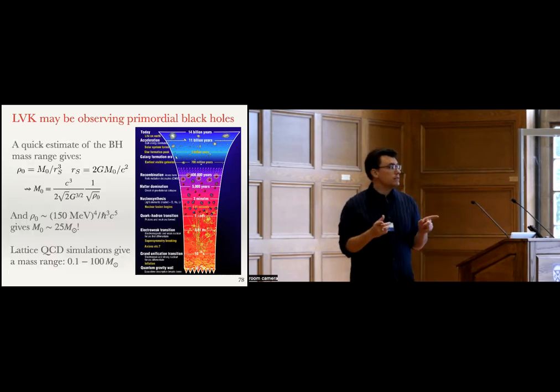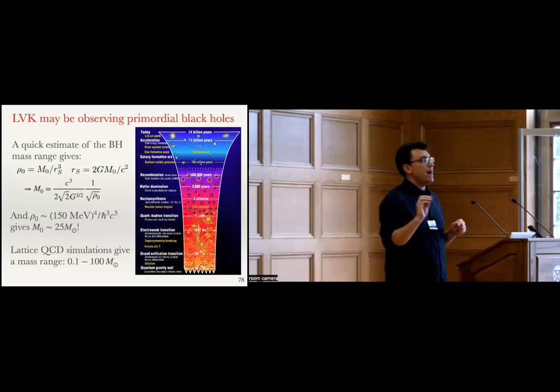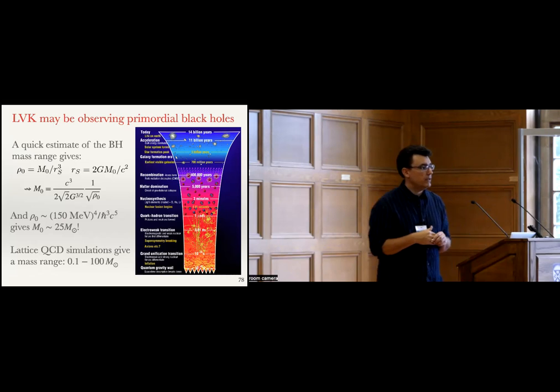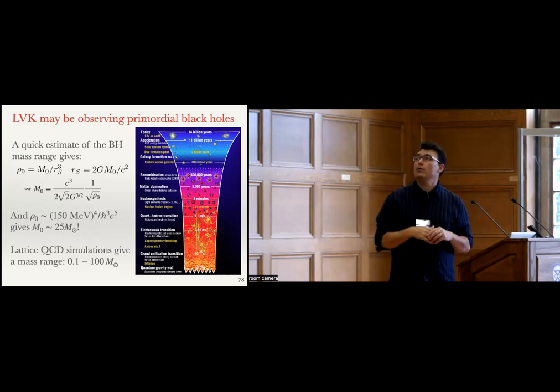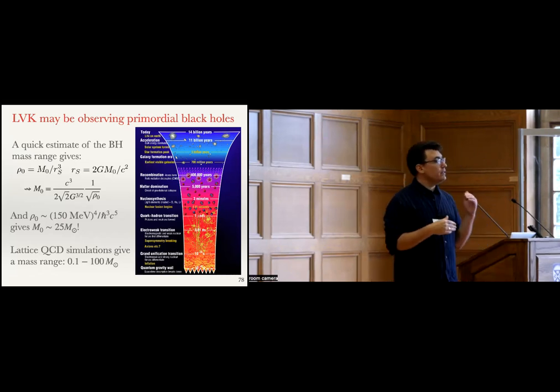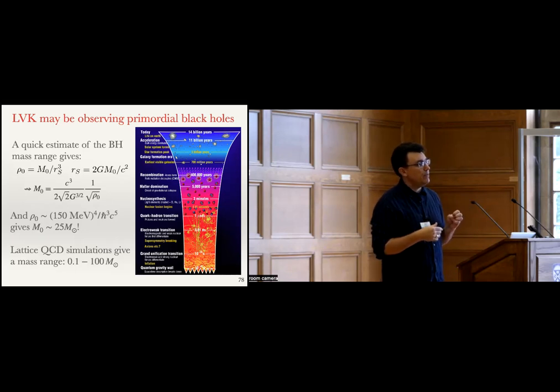Correlating those two things does something very interesting. You can estimate a mass scale that would come for a black hole that was formed during the QCD phase transition. I've done the back-of-the-envelope calculation here, and you find an intriguing number. You find 25 solar masses.